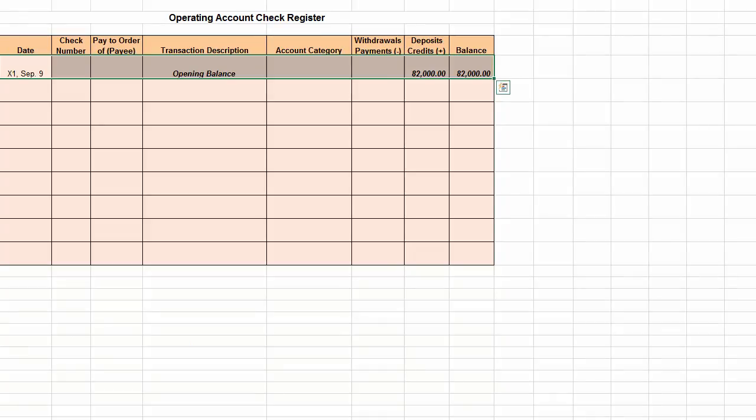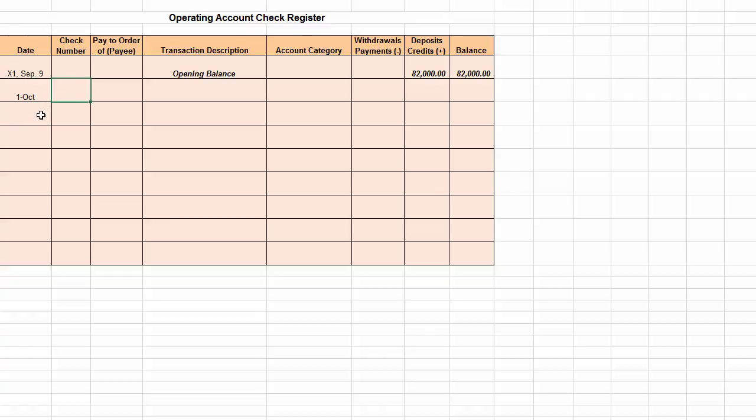Here is what the operating account check register looks like. So notice back in September, we had an $82,000 balance. So let's enter this transaction in here. The transaction was October 1. We don't need to put in the year because the year X1 is already up here.